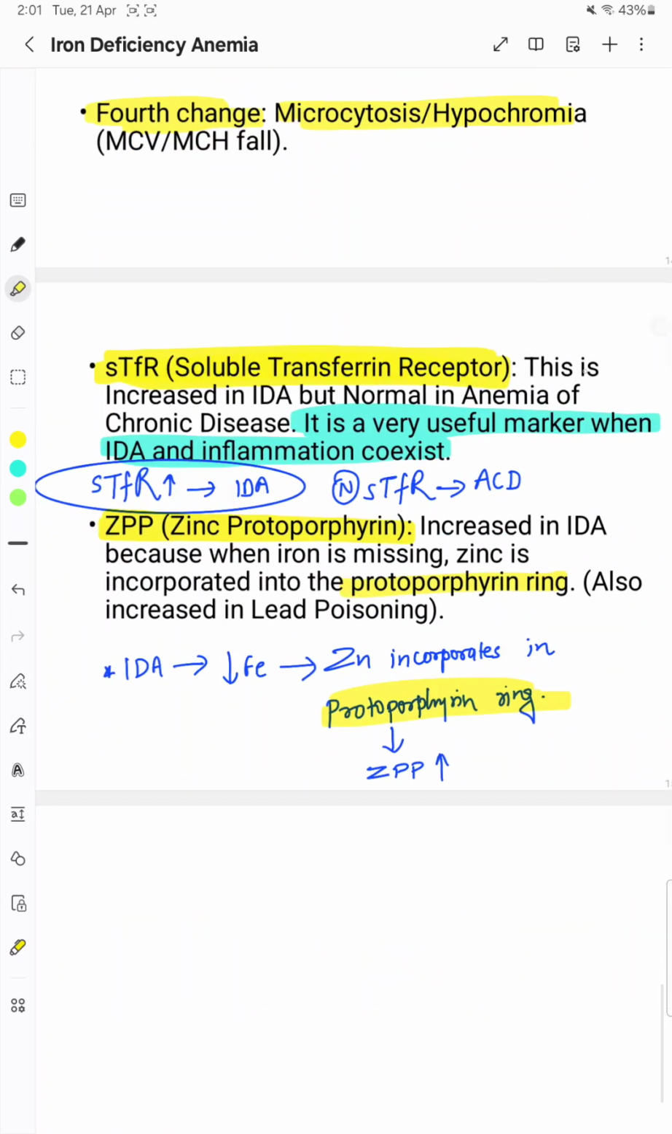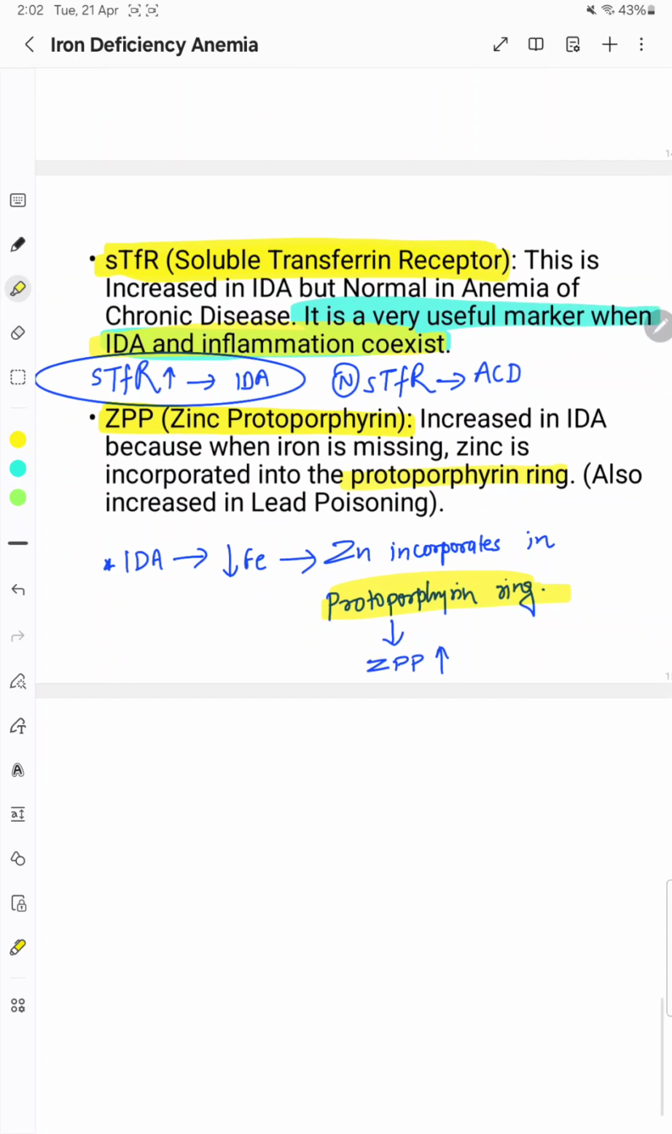Soluble transferrin receptors are increased in iron deficiency anemia but normal in anemia of chronic disease. This is a very useful marker when iron deficiency anemia and inflammation coexist. In iron deficiency anemia, there is no iron available to bind with the transferrin, so more free transferrin receptors are available. That's why they increase in iron deficiency anemia and they are normal in anemia of chronic disease.